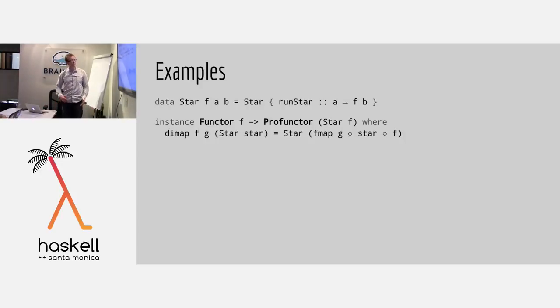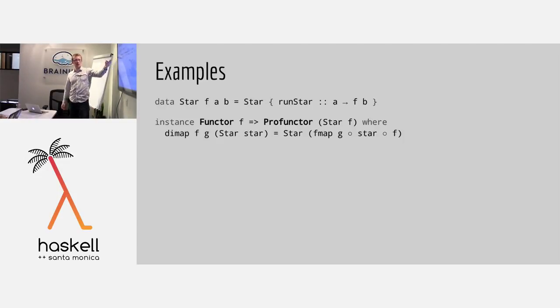Here's some other examples. I'm just going to go through a few different examples. So this is another one that is important when you get onto the lens stuff. So we have this profunctor Star f. We have this argument A, which is going to be contravariant, and this argument B, which is going to be covariant. And in general, we're going to have f is a functor.